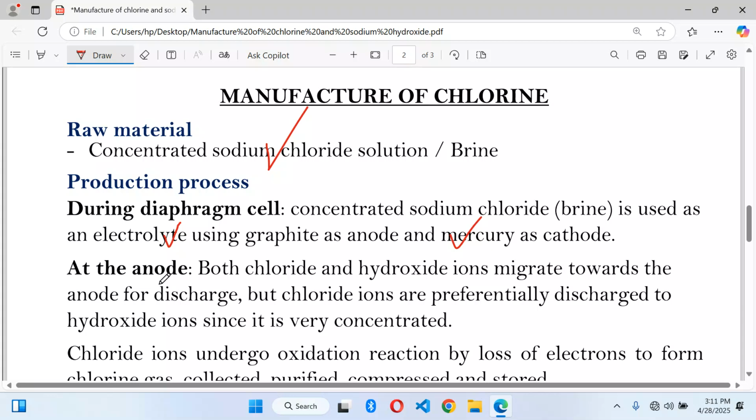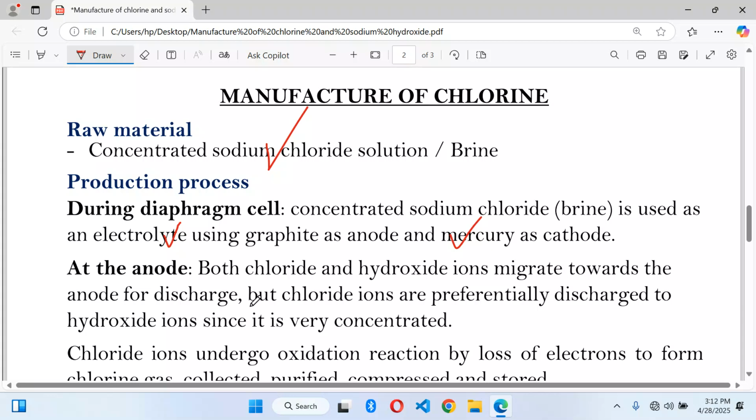Now, because it is positively charged, the negative ions will be attracted there. Are we seeing that? For the cathode, the positive ions were attracted there. Yet at the anode, the negative ions are being attracted. The law of attraction. Okay, let's continue. So I'm saying that both chloride and hydroxide ions migrate towards the anode for discharge.